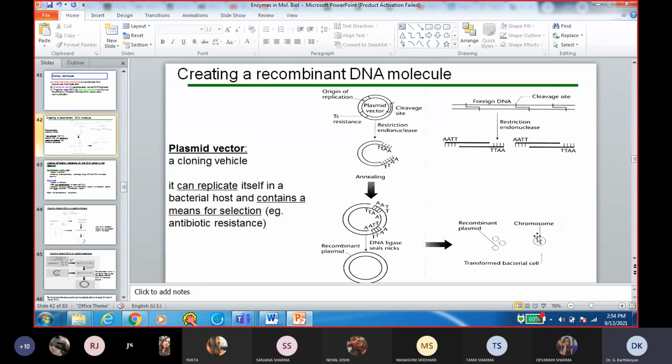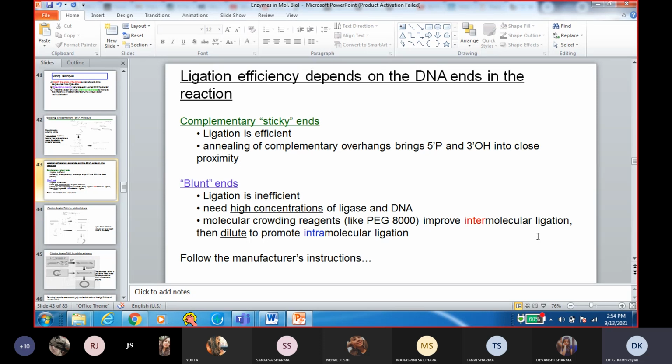E. coli transformation, or maybe you will be in the process of doing it this semester. So ligation efficiency depends on the DNA ends in the reaction. With complementary or sticky ends, the ligation is very efficient. The only thing is we are going to do this at 4 degrees centigrade. The ligation process per se is very efficient.